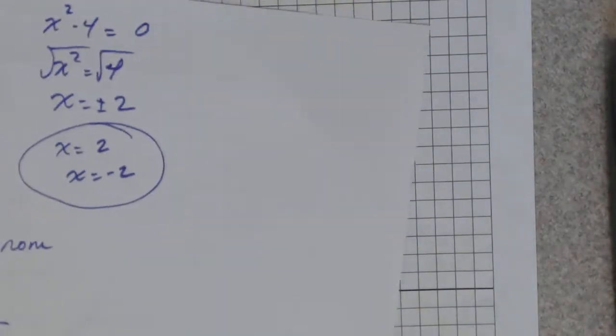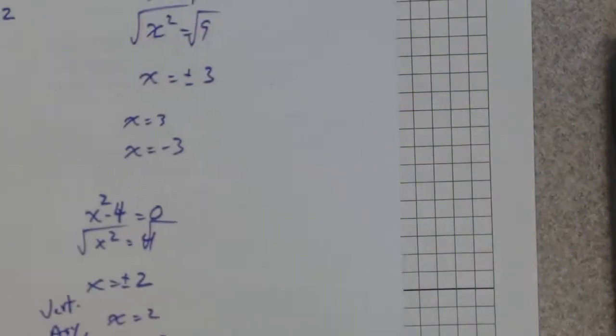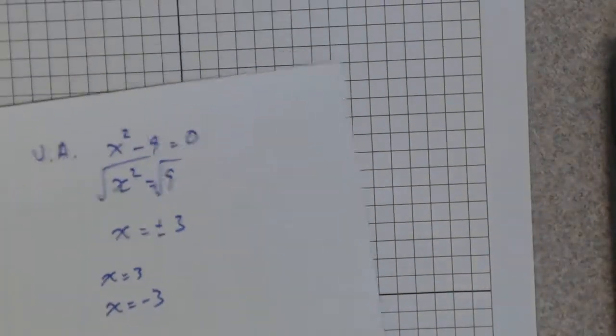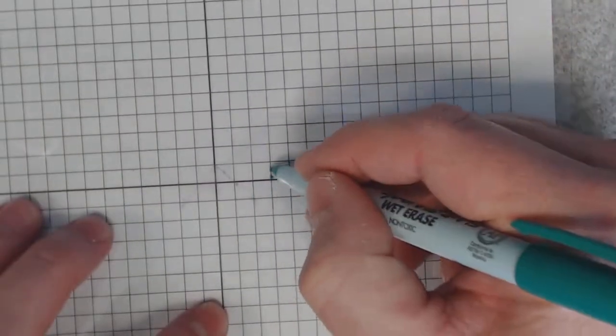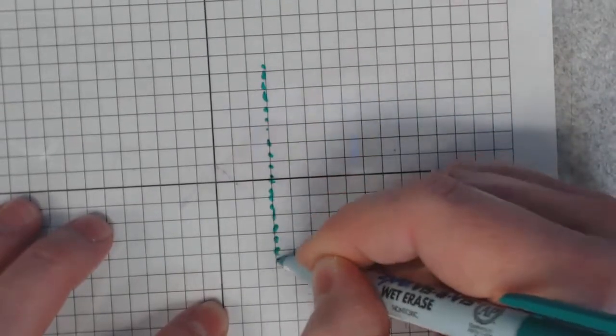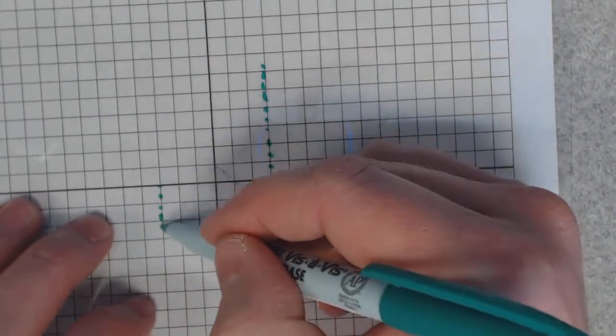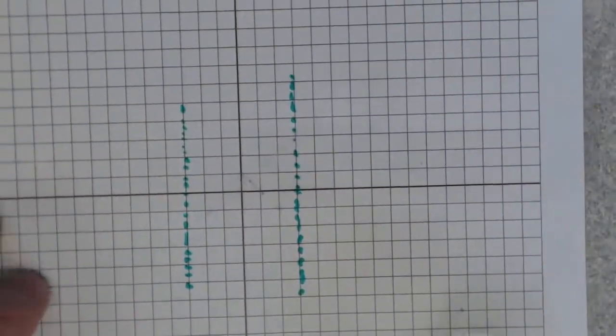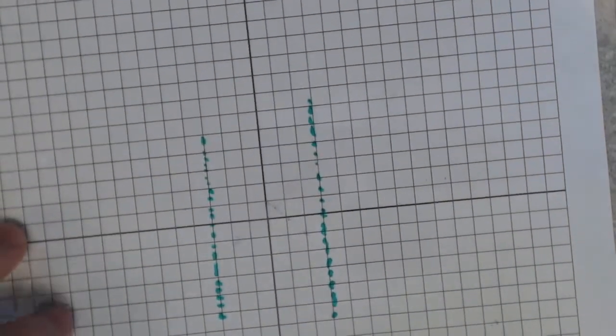Let's look at part B. I'm going to work on part B here. Part B says that I have vertical asymptotes at 3 and -3. So we'll put those in. 1, 2, 3. 1, 2, 3. I have a horizontal asymptote at y equals 0.